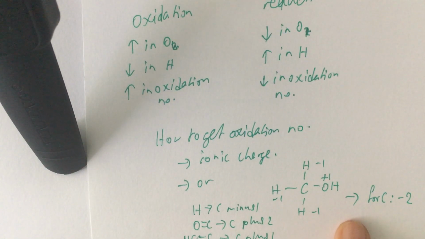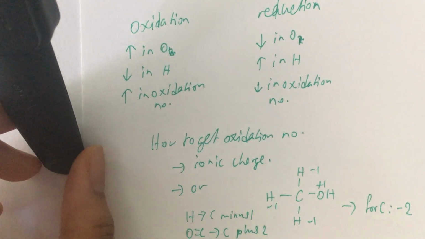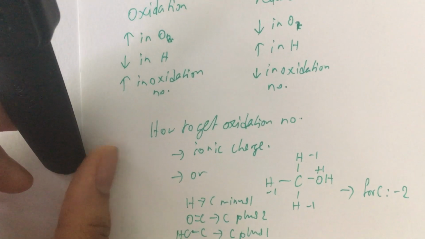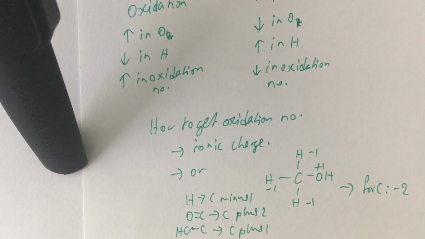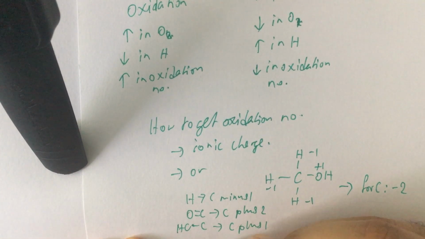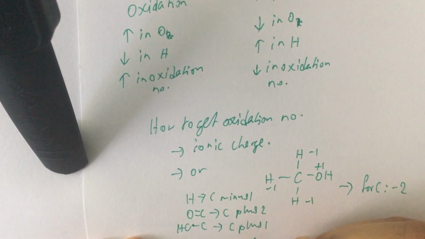So from there you can calculate the oxidation number when you are not sure what it is. But if you have the charge of the atom, usually that is the oxidation number. So like Fe2+, Fe3+, you get the oxidation number from looking at the charge itself.